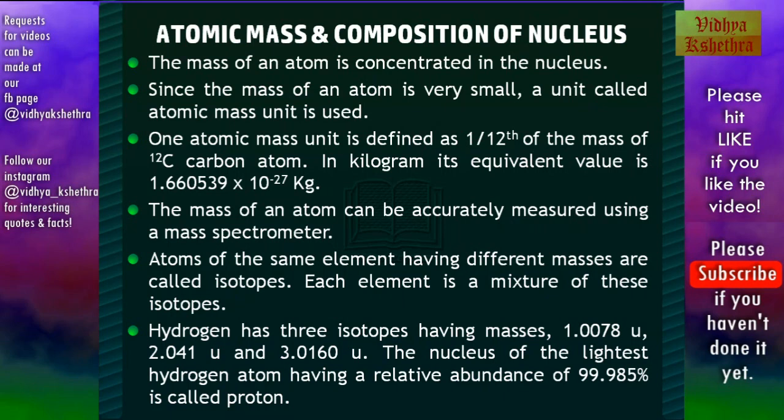The nucleus of the lightest hydrogen atom, having a relative abundance of 99.985%, is called proton, while the hydrogen having mass of 2.041 units is known as deuterium, and the hydrogen atom having mass of 3.0160 units is a highly unstable element and is not freely found in nature. It can only be prepared under laboratory conditions.